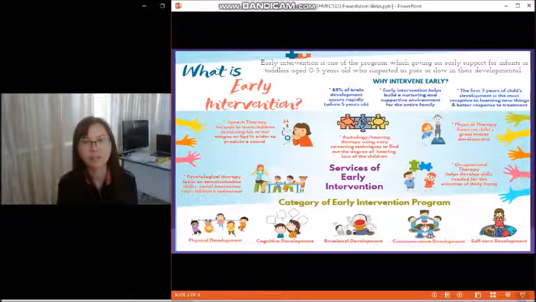What are the services provided in early intervention? There will be 5 groups: speech therapy, audiology or hearing therapy, physical therapy, occupational therapy, and psychological therapy. What is physical therapy? It is focused on the child's gross motor development such as muscles, and whether they can crawl. It is very important for the children to learn basic skills before 5 years old.